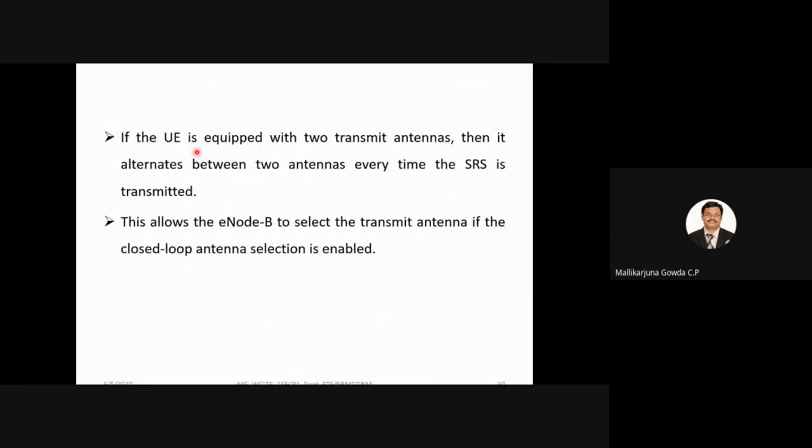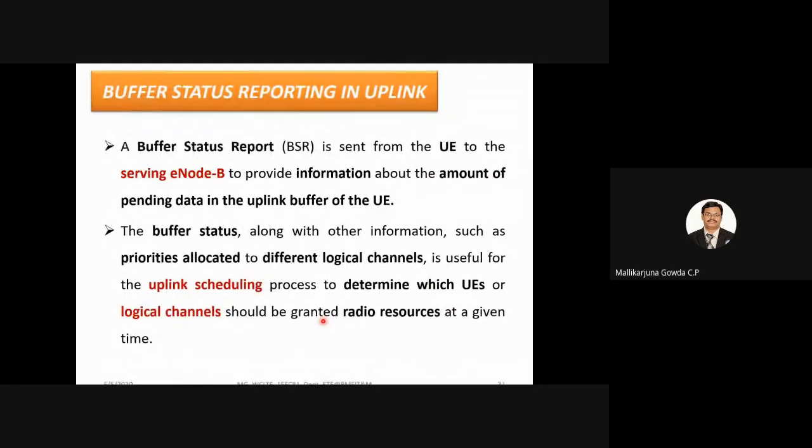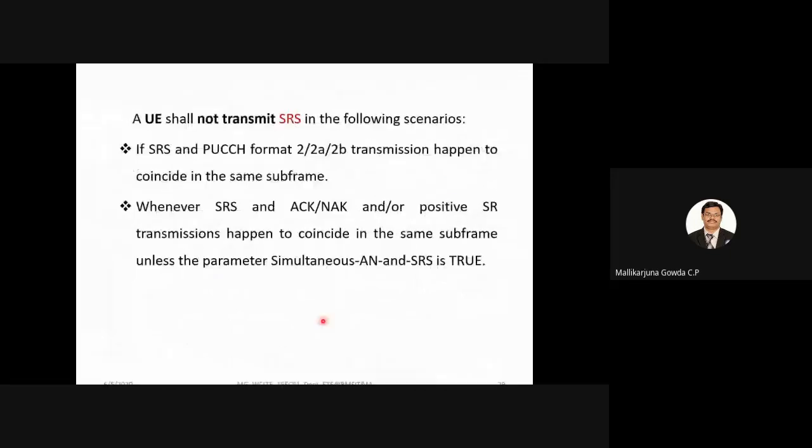If the user equipment is equipped with two transmit antennas, then it alternates between the two antennas every time the SRS is transmitted. That will allow the eNB to select the transmit antenna if closed loop antenna selection is enabled. So that is about SRS, the sounding reference signal. So what is the purpose of that?